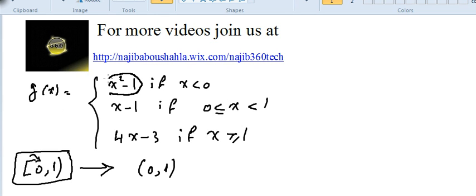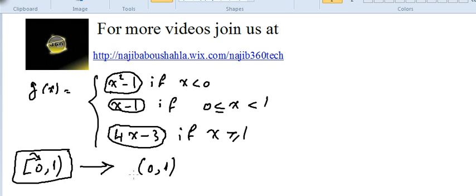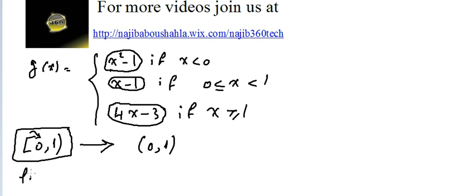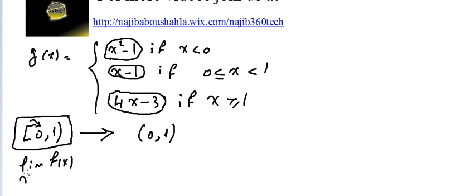Look, x squared minus 1 is a polynomial, x minus 1 is a polynomial, and 4x minus 3 is a polynomial. And we know that any polynomial function is continuous at any interval in R, since it's continuous over all R. Now we have to study the continuity at the right of 0. So we have to study the limit of g of x as x approaches 0 plus. 0 plus means x greater than 0, it's in this part over here.